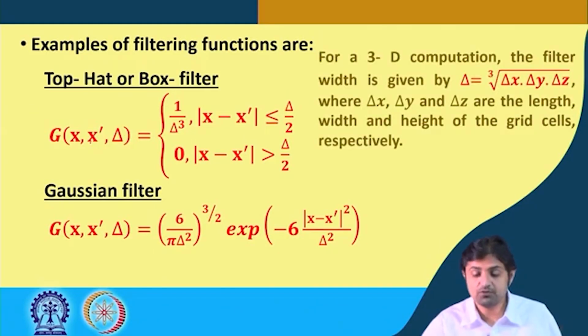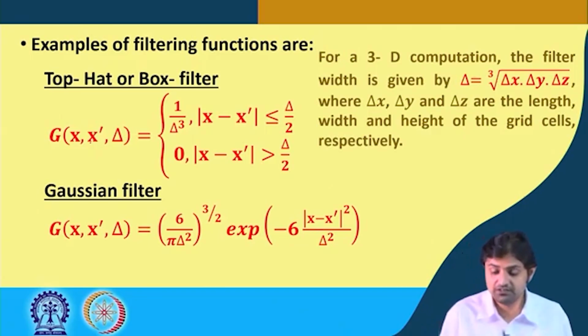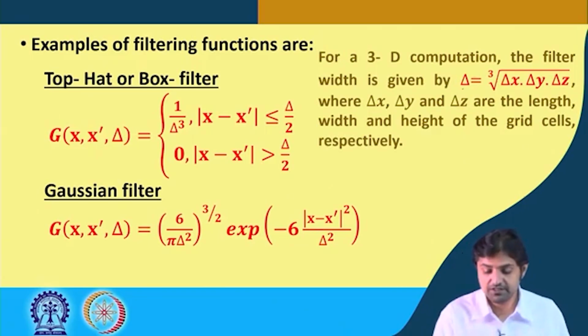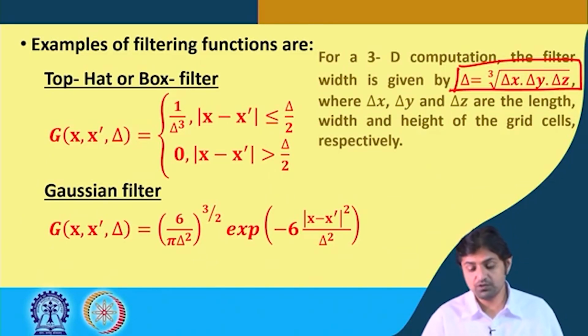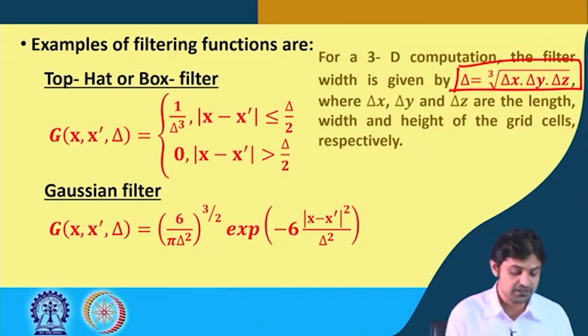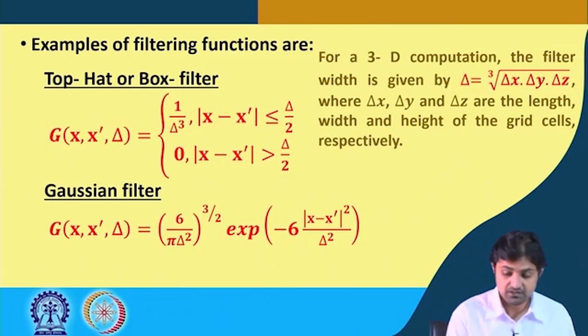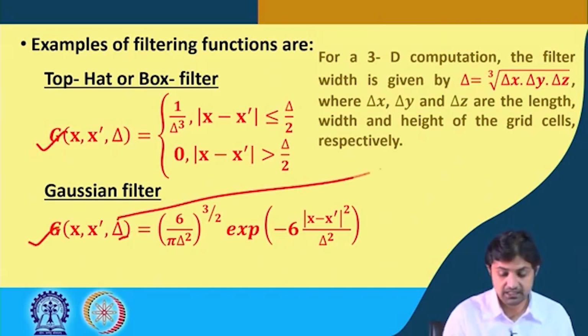So for 3D computation, the filter width is important. You must remember that delta is given by the cube root of delta x, delta y, delta z, where delta x, delta y, delta z are the length, width and height of the grid cells respectively. So you saw what G is and what delta is. This delta is here.